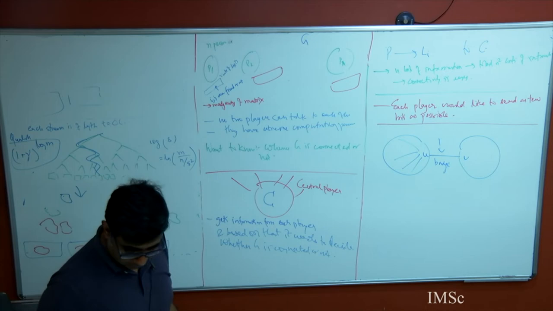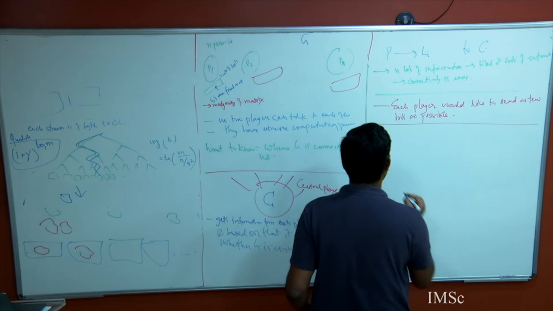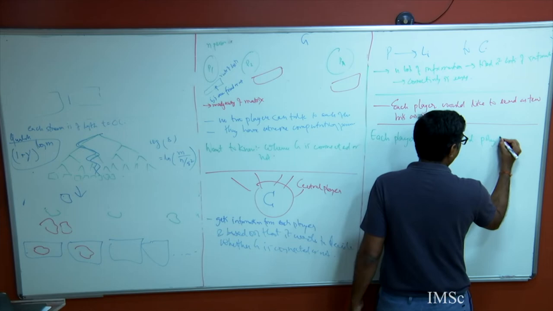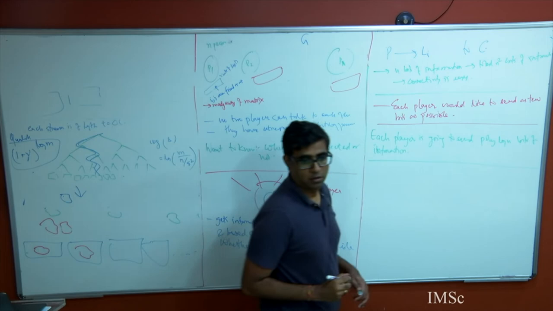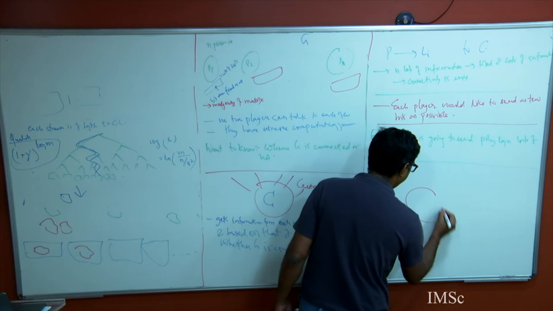So what we are going to see in today's lecture is that in fact each player is going to send only polylog bits of information, which is very counterintuitive. It will be randomized. So each player sends polylog bits of information, such that the central player gets this polylog bits of information from each player.